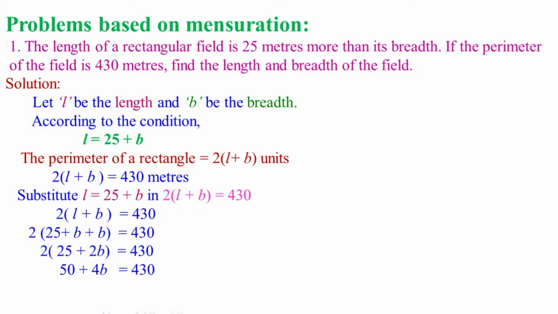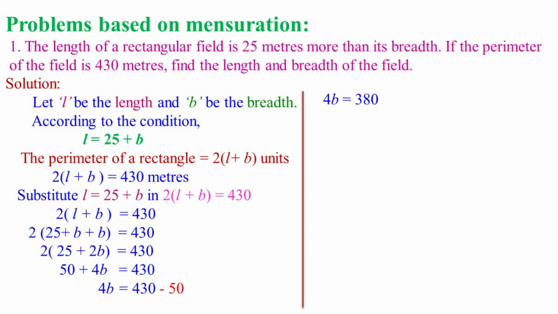On transposing, we get 4B equal to 430 minus 50. Now 4B equal to 380. We have subtracted 430 minus 50. Now what to do next? We have to divide by 4.